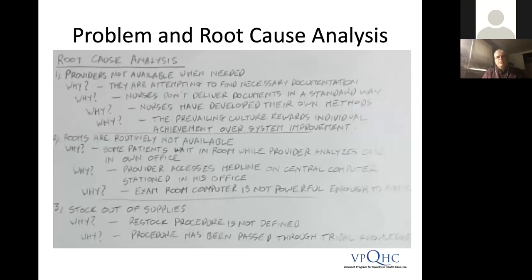So the second one, rooms are routinely not available. Why? Some patients wait in the room while the provider analyzes a computer system in his own office. Oh, why do they need to do that? Well, because that exam room computer isn't powerful enough to run it. And the third one, stocking out of supplies. Well, the restock procedure isn't defined. Why is that? Well, because the procedure's been passed down through tribal knowledge instead of formal training. So now you've got some root causes that you can work with that hopefully will be able to resolve these problems.